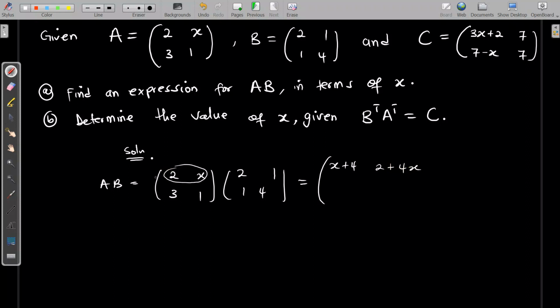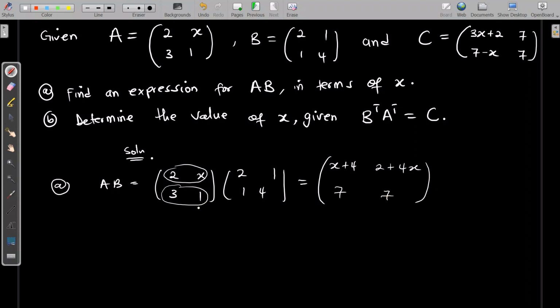So I'm done with this guy. Now go to the next row. So 3 times 2, which is 6, plus 1 times 1. So I'm going to get 7 here. And then 3 times 1, which is 3, plus 1 times 4, which is going to be 7 as well. And so that is the first part, A.